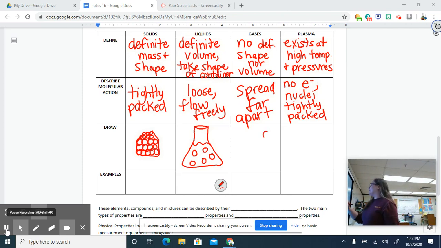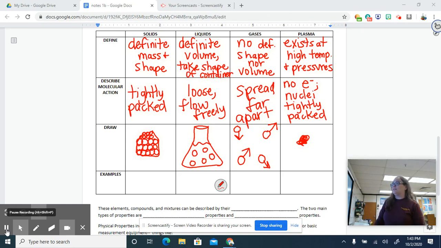For gases, we're going to illustrate the fact, you've seen this one before, that the molecules are flying all over the place, that they are highly active and spread apart. And then, I mean, honestly, that's about the best you can do for plasma. I mean, it's hot and bright and it's just a ball, you know?